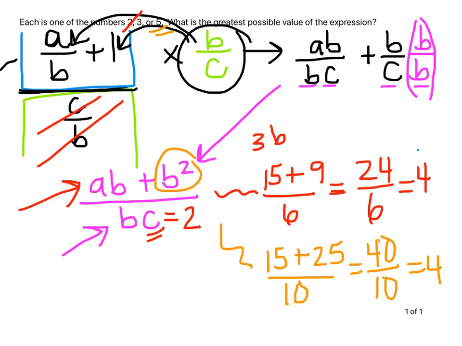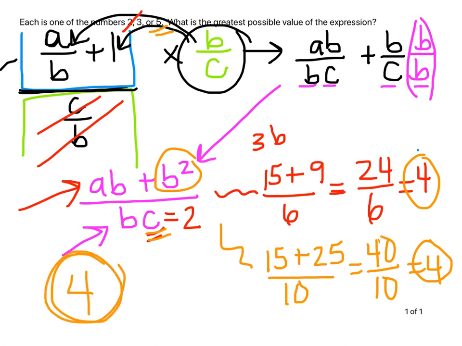So in this case, it works out either way, as long as our c is the 2 value, and that means 4 is our final answer for the greatest possible value of the expression.